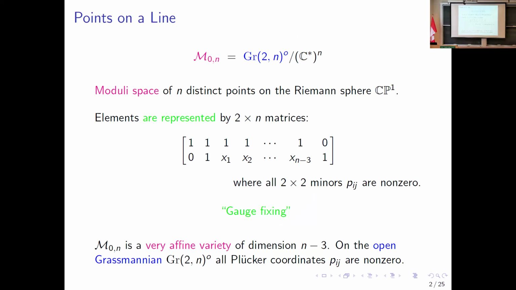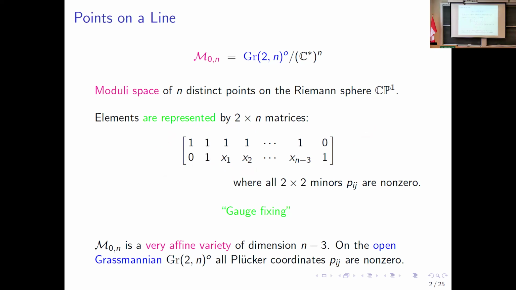One way to define it rigorously is you take the Grassmannian Gr(2,n) of two-planes in n-dimensional space. You restrict to the locus where all the Plücker coordinates are non-zero, and then you divide by the torus action. So in elementary terms, points in this space can be represented by 2 by n matrices of this particular form. So the columns are points in the projective line with two homogeneous coordinates.